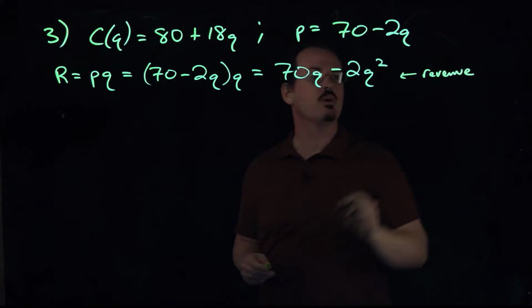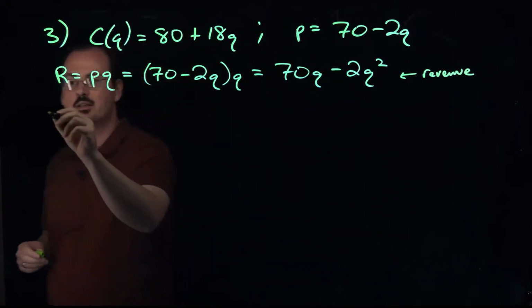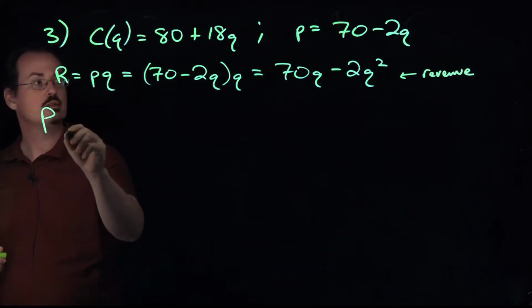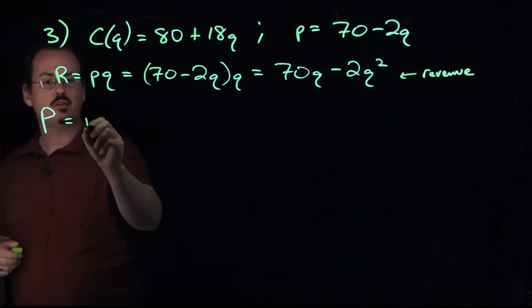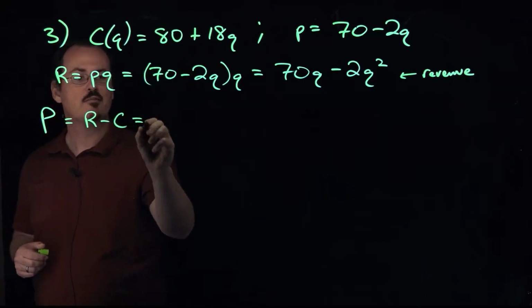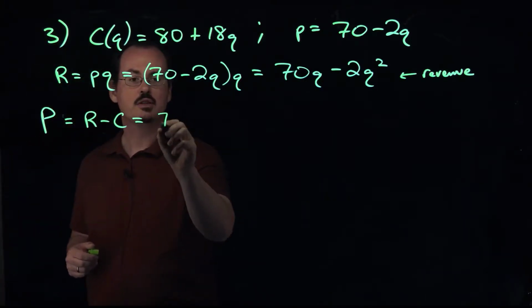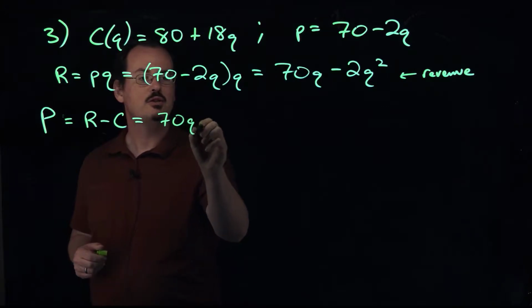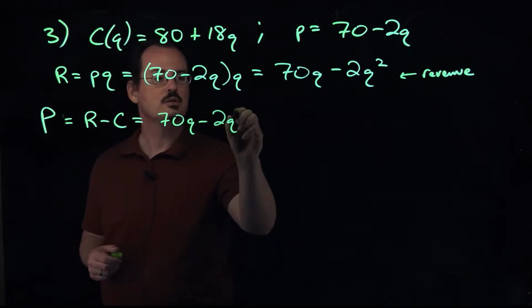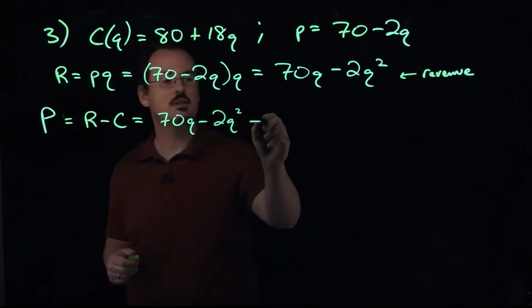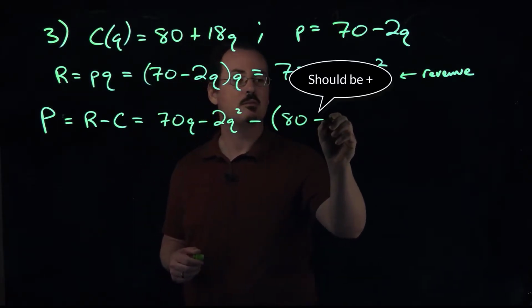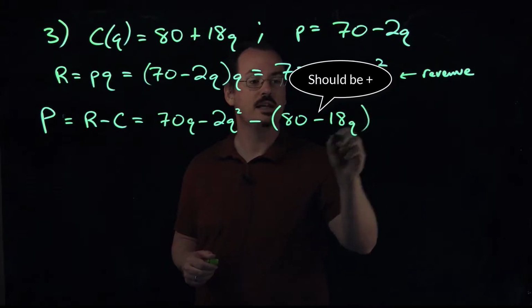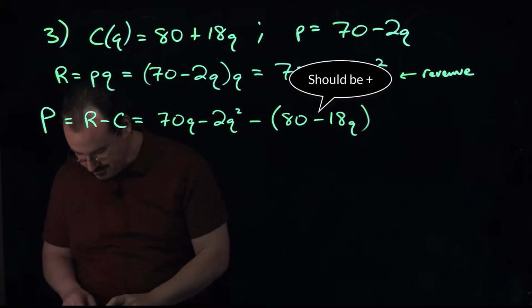And then once we know revenue, we can find profit. And again, I'm going to use the capital P here, to distinguish that from the small p for price. So profit is defined to be revenue minus cost. And we have both of those functions now. We've got the revenue function, 70q minus 2q squared, minus the cost function. And be careful that you subtract the entire cost function. That means put parentheses around it, distribute the negative, simplify that.